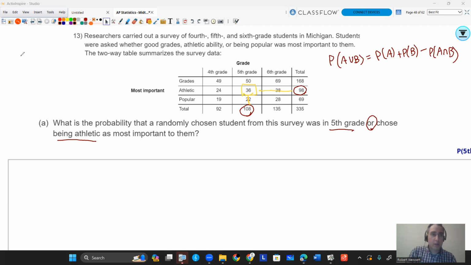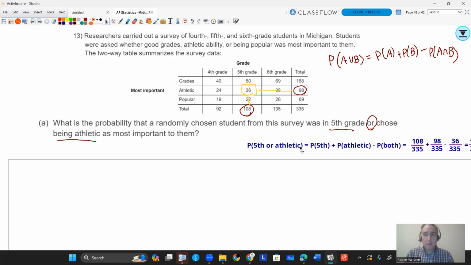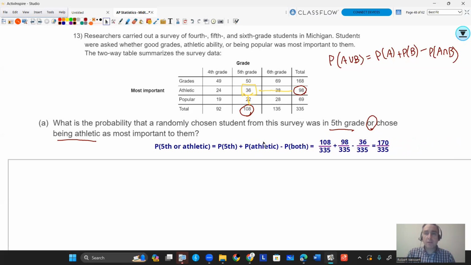So what am I looking for in this? In terms of events, the probability of 5th or athletic is the probability of 5th plus the probability of athletic. So that's 108 out of 335 plus 98 out of 335. But then I want to subtract the overlap, which is 36. So it's going to look like this: 108 over 335 plus 98 over 335 minus 36 over 335. When you calculate that out, you can leave that as a fraction or a decimal. It doesn't really matter. But you get 170 over 335 for your final answer.